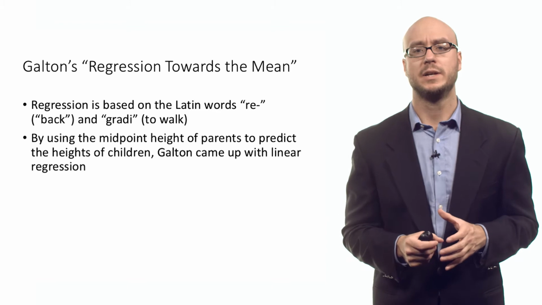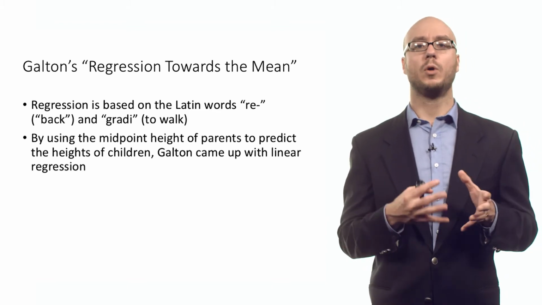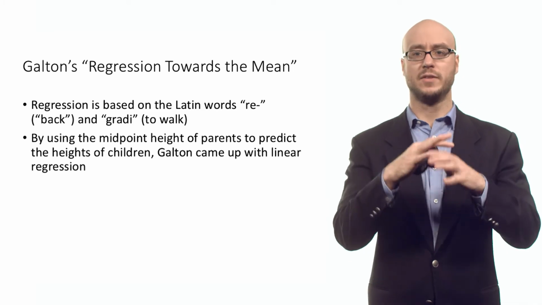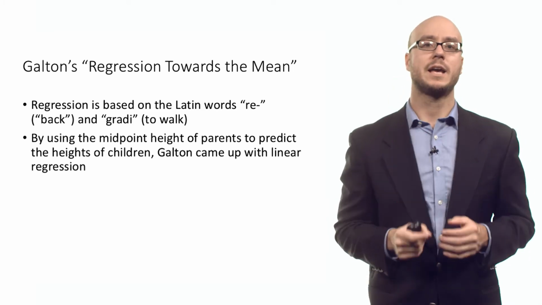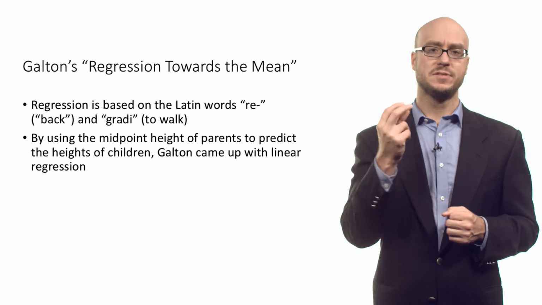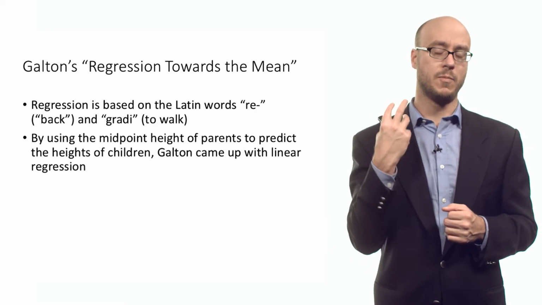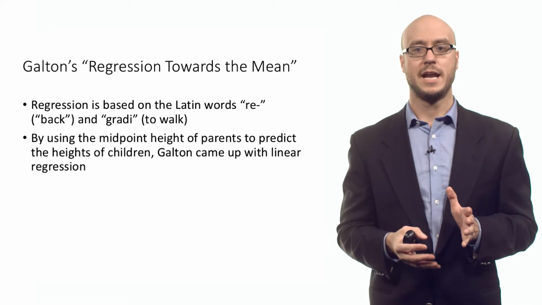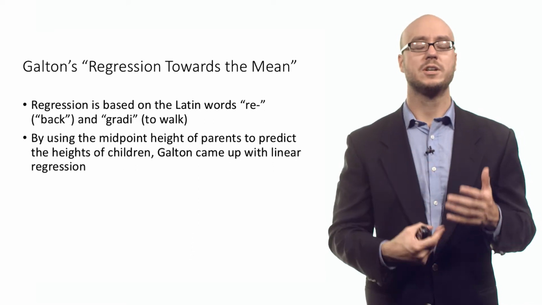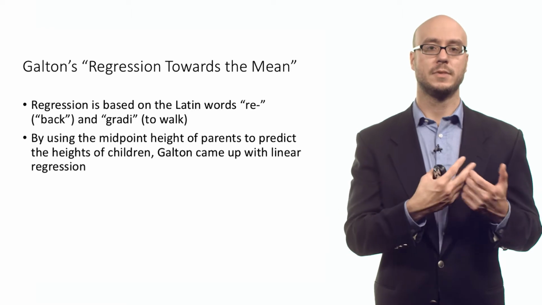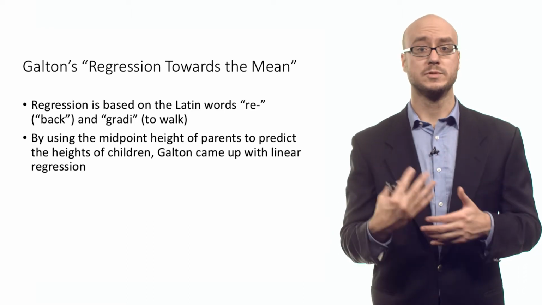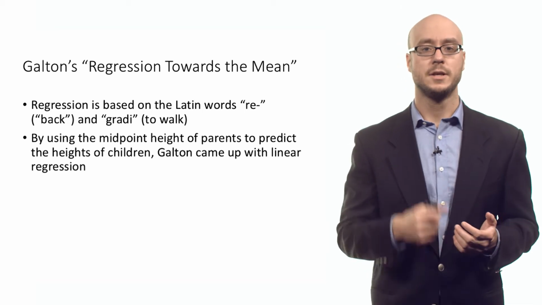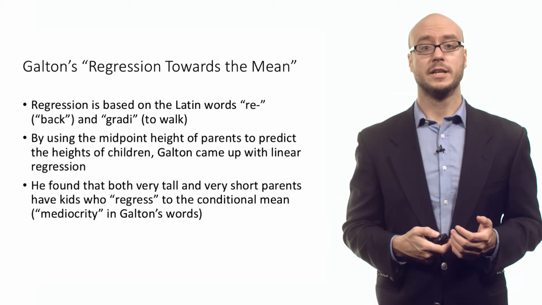In Galton's analysis, he looked at what he called the midpoint height of parents in inches. So he was basically using one measure that encapsulated the height of both parents. And he used this measure of the height of a child's parents to predict the heights of children. He wanted to see the degree to which parents' height led to the height of children. Do tall parents tend to have tall kids? Do short parents tend to have short kids? So he came up with this idea of linear regression.